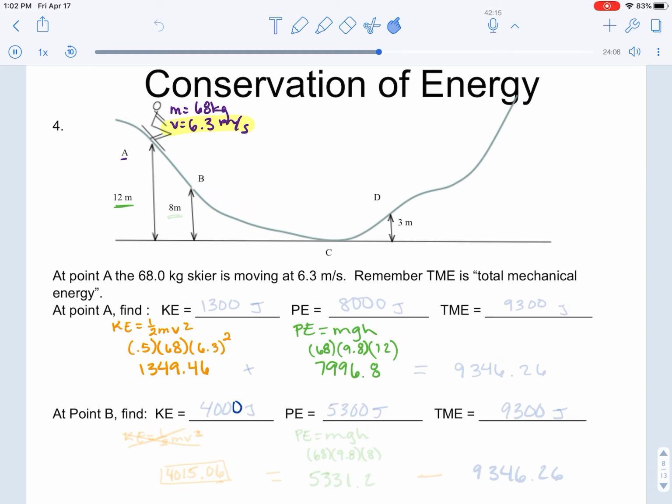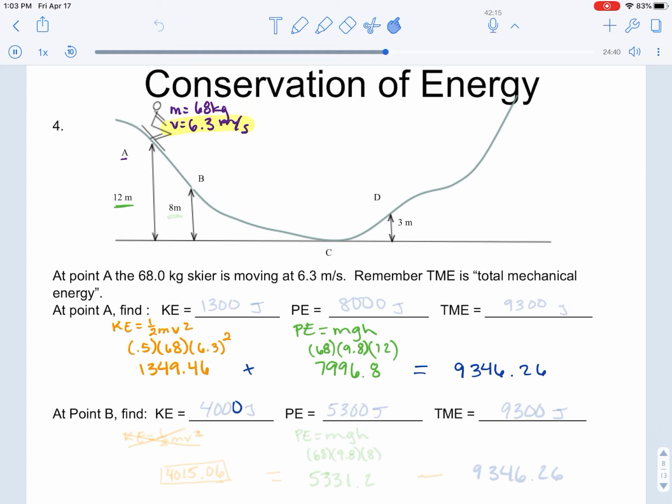And then be careful over here, this does not say time. This says TME for total mechanical energy. So remember, mechanical energy is going to be comprised of kinetic and potential. So we're simply going to take these two numbers and add them together. And that gives us 9,346.26, okay? So this is how you go about calculating your values initially for our skier here at point A.